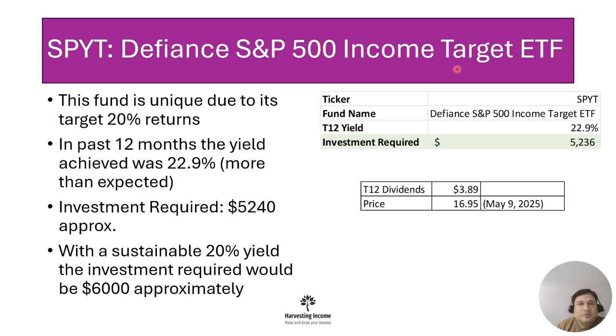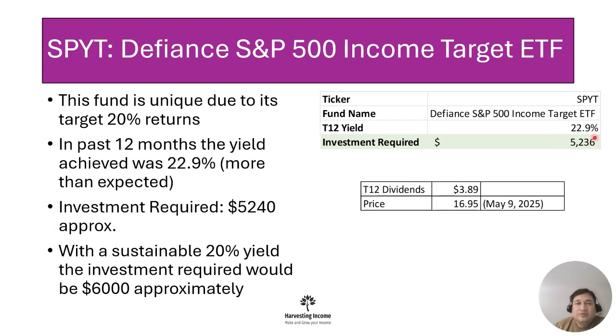And I have looked at the fund's performance. So far, they have been able to match the 20% returns, or sometimes they were able to beat the 20%. They exceeded it by providing more returns. However, around 20% is what they're going to return every year. Okay, SPYT is the fund symbol and the yield is 22.9%.